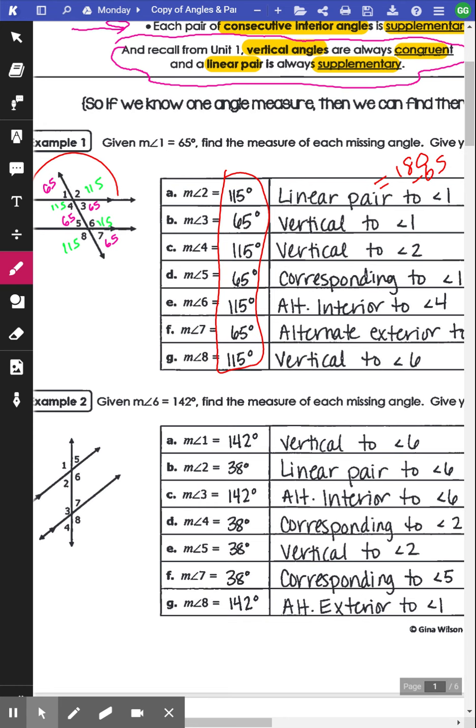How did I find out angle 5? I found out that angle 1 and angle 5 are corresponding angles. How did I find angle 6? Well, I know that angle 3 is 65. I know that these two are consecutive, and if I look at this definition up here, consecutive interior are supplementary. So that means 65 taken away from 180, and you get 115. How do I get angle 7? Alternate exterior angles. You could also say supplementary or linear pair to angle 6. For angle 8, vertical to angle 6.